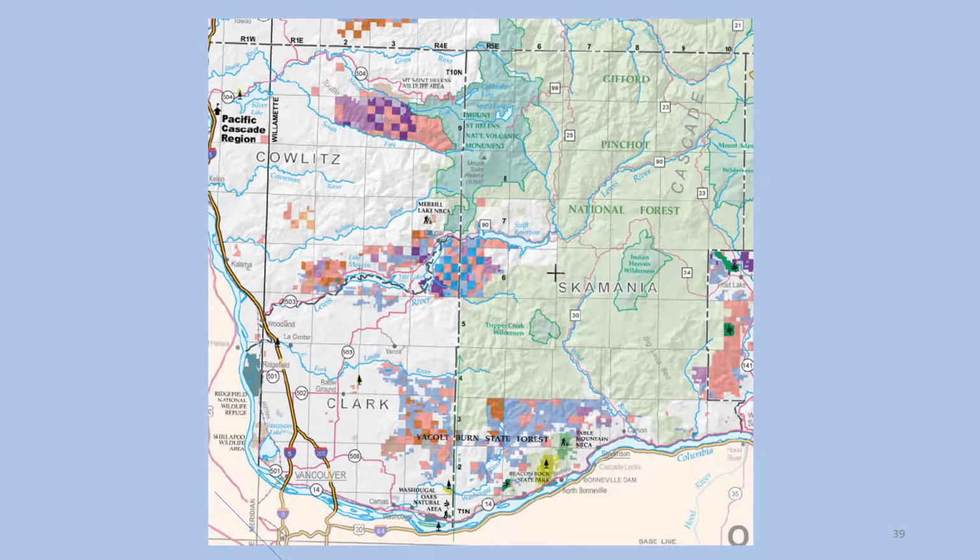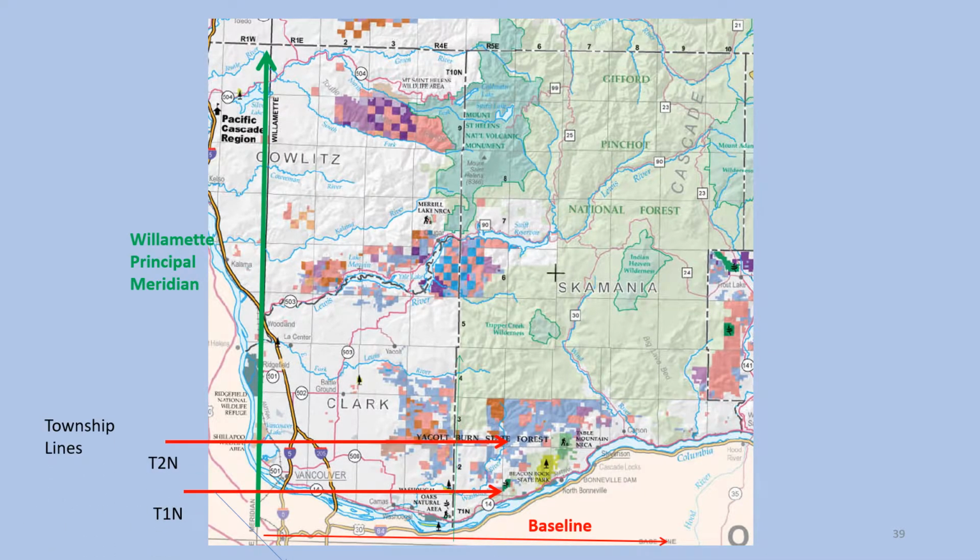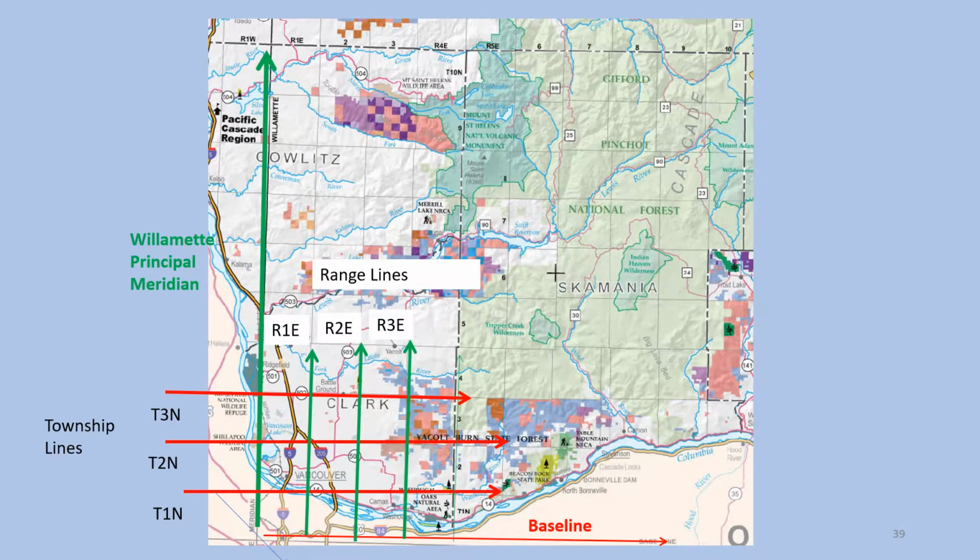The Public Land Survey System is implemented by surveying a principal meridian, a baseline, a series of township lines, and a series of range lines, each separated by a distance of 6 miles, thus creating a grid of townships, each 6 miles on a side and containing 36 sections.